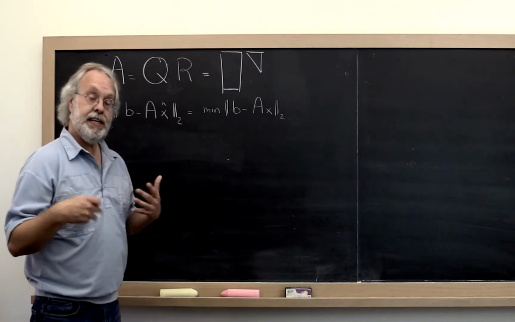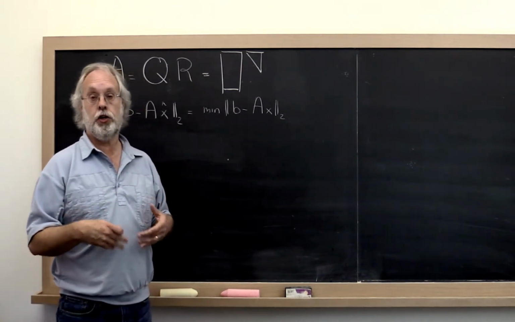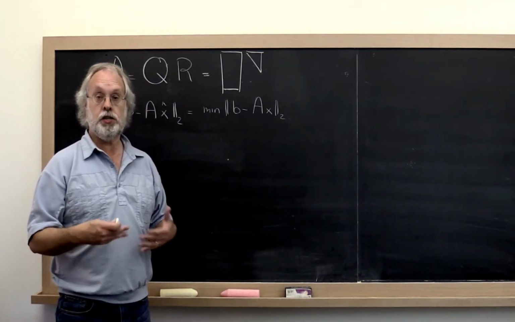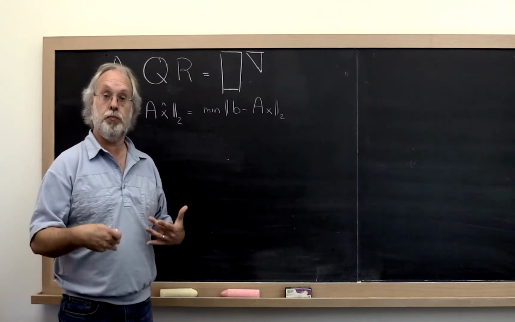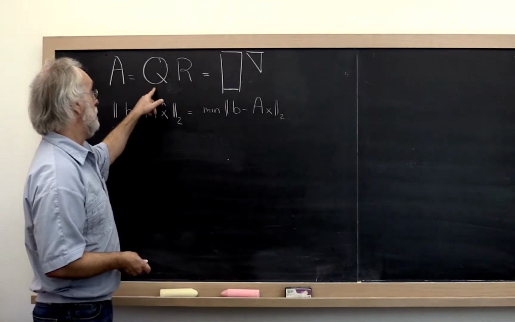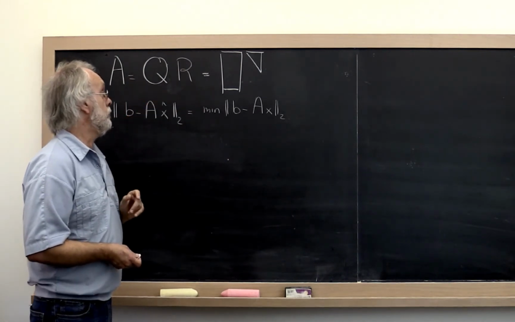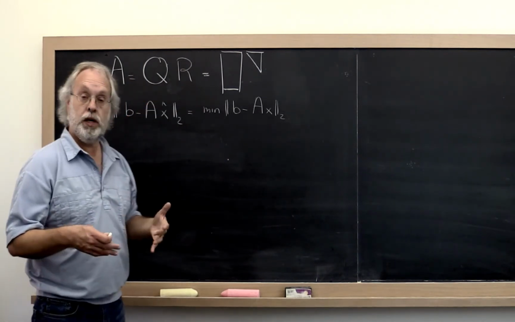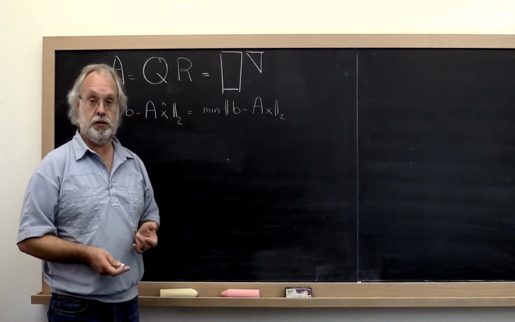So let's look at yet another approach that's based on the QR factorization, and notice that we have practical methods for computing the QR factorization. We can either use Gram-Schmidt or modified Gram-Schmidt to compute Q and R, or we can use Householder QR factorization.